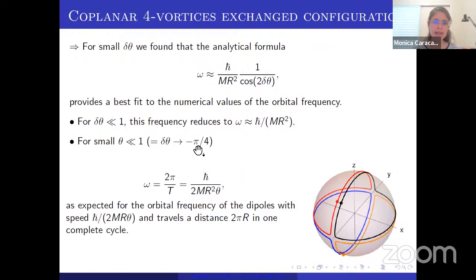You can also analytically predict the period of this orbit. Knowing the distance, the velocity of the very small virtual dipole, and the distance traveled, you get the time, which is the period.